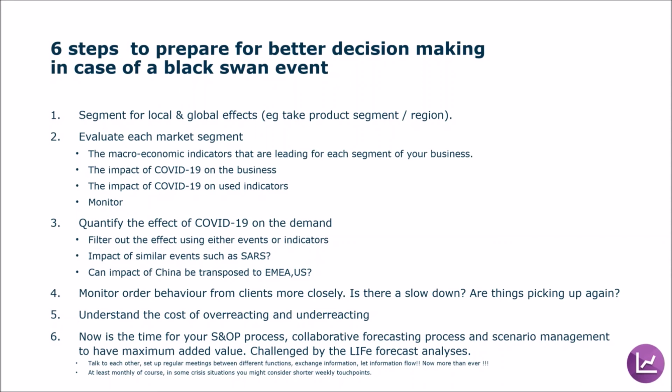A fourth step that you can take is to monitor the order behavior. So if something happens in your future orders, then this can mean that there are changes about to happen in your sales. So that's really the moment that you should watch out. There can be a slowdown, or it could be when things are picking up again. What's also really important is understanding the cost of overreacting to the virus outbreak and totally panicking in your firm versus underreacting. Those costs can be different for each firm.